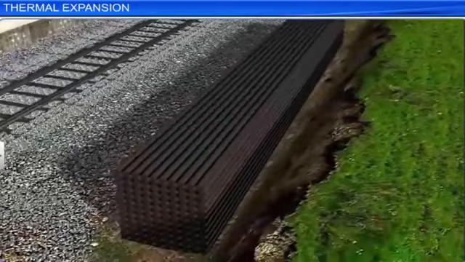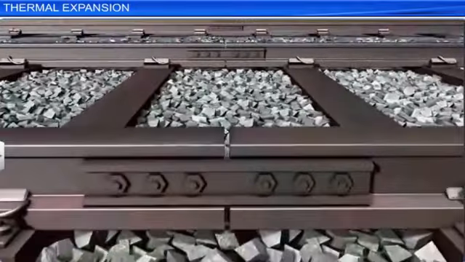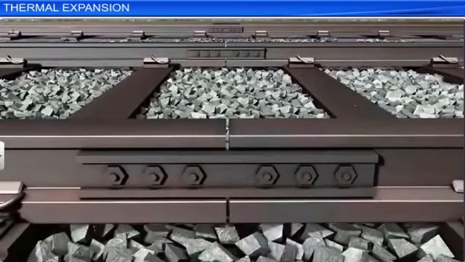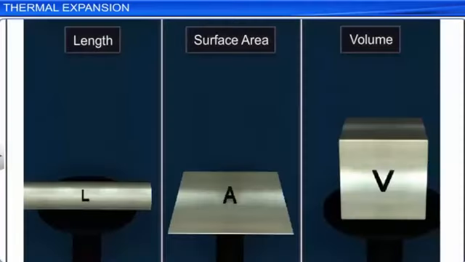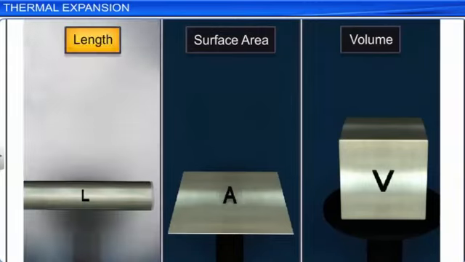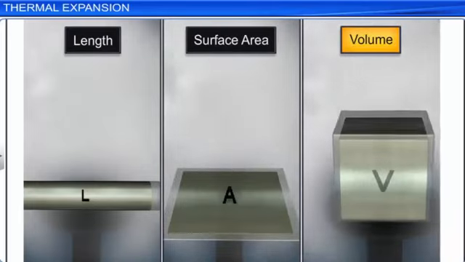Rails are produced in fixed lengths, and fish plates are used to join them. The gaps provided between rails allow them to expand during summer. Expansion joints are provided while constructing bridges. When the temperature of any metallic body is increased, its length, surface area, and volume may increase.